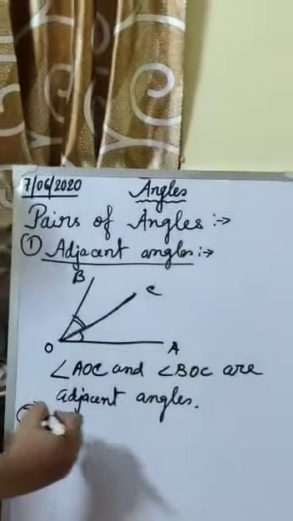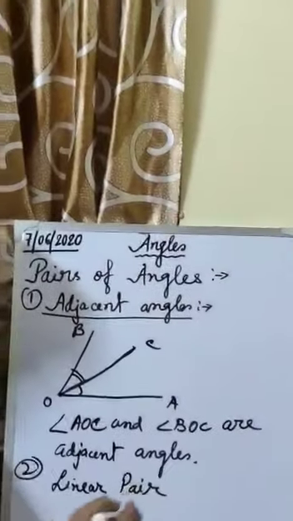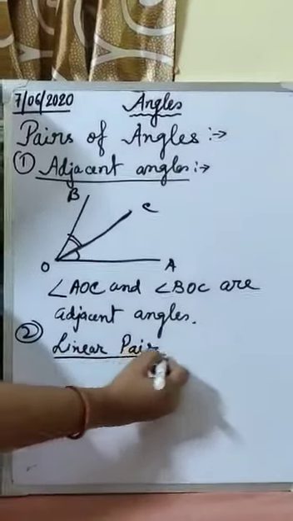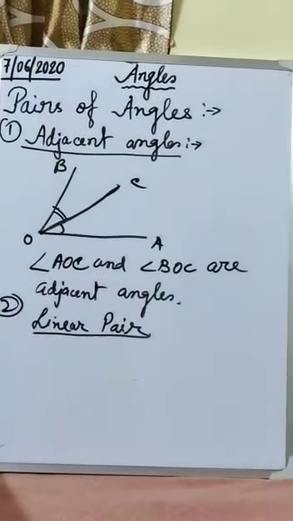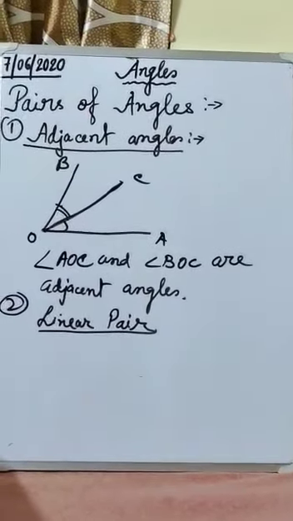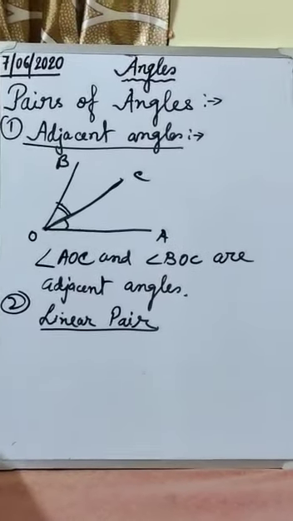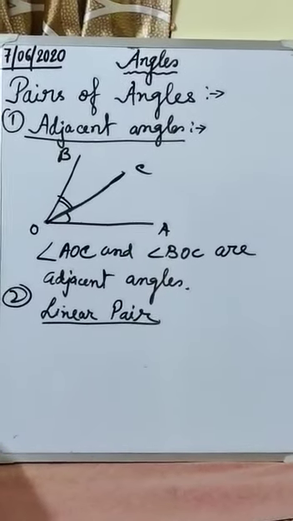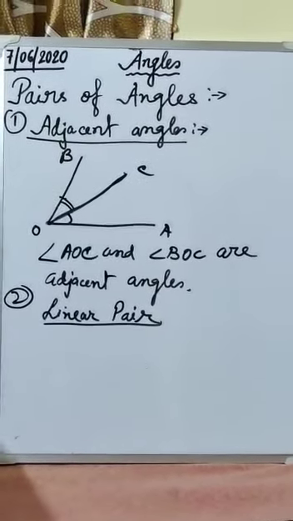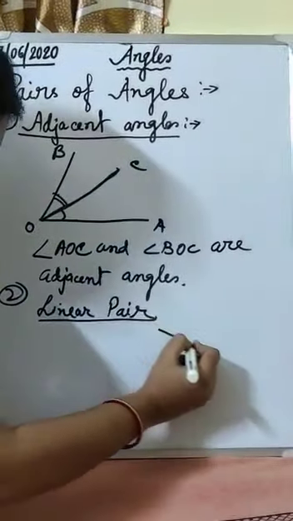Now next point. Linear pair. See, linear pair means what? If two lines intersect each other, then the sum of two adjacent angles so formed is equal to 180 degrees, and the two adjacent angles are said to be a linear pair of angles. Right? Now see this diagram.